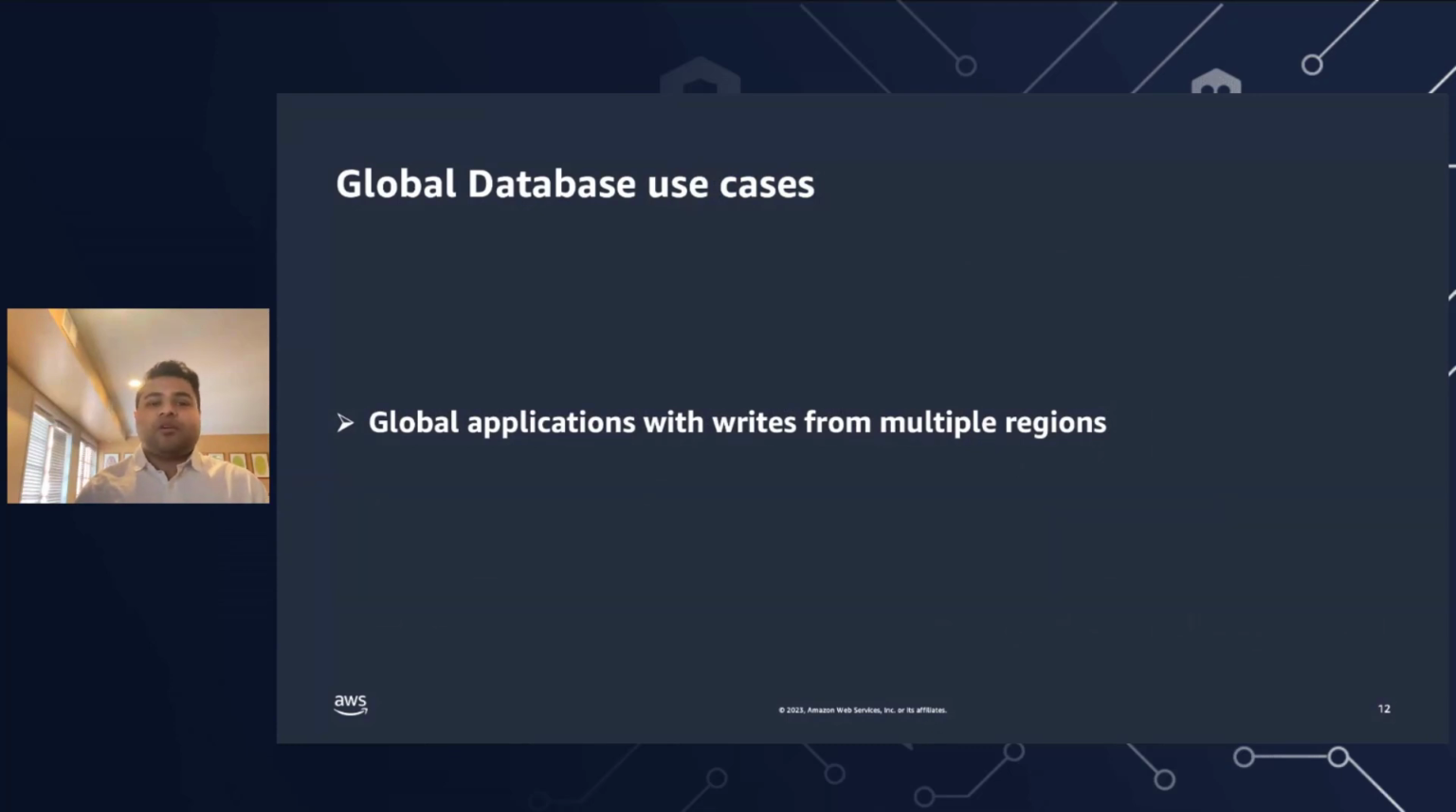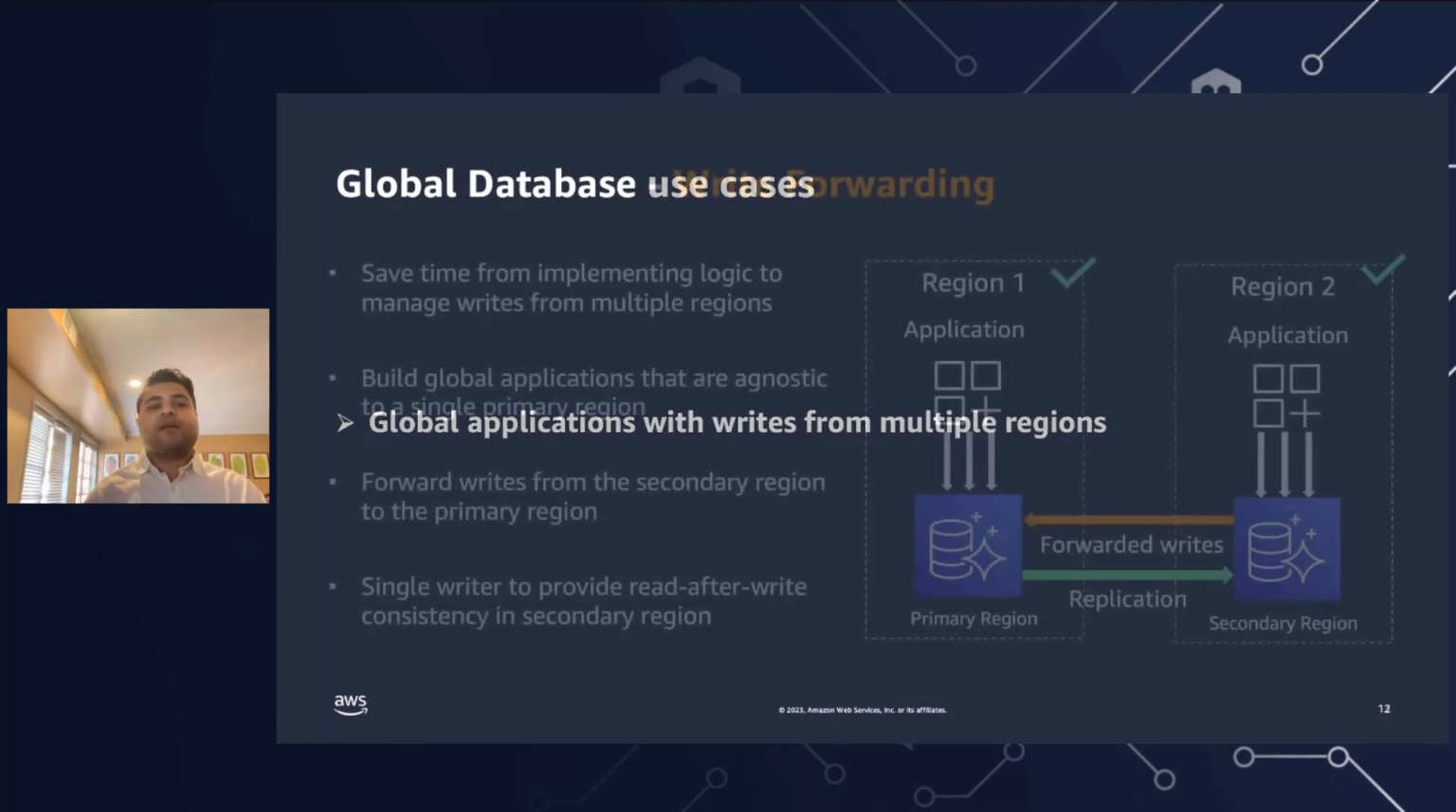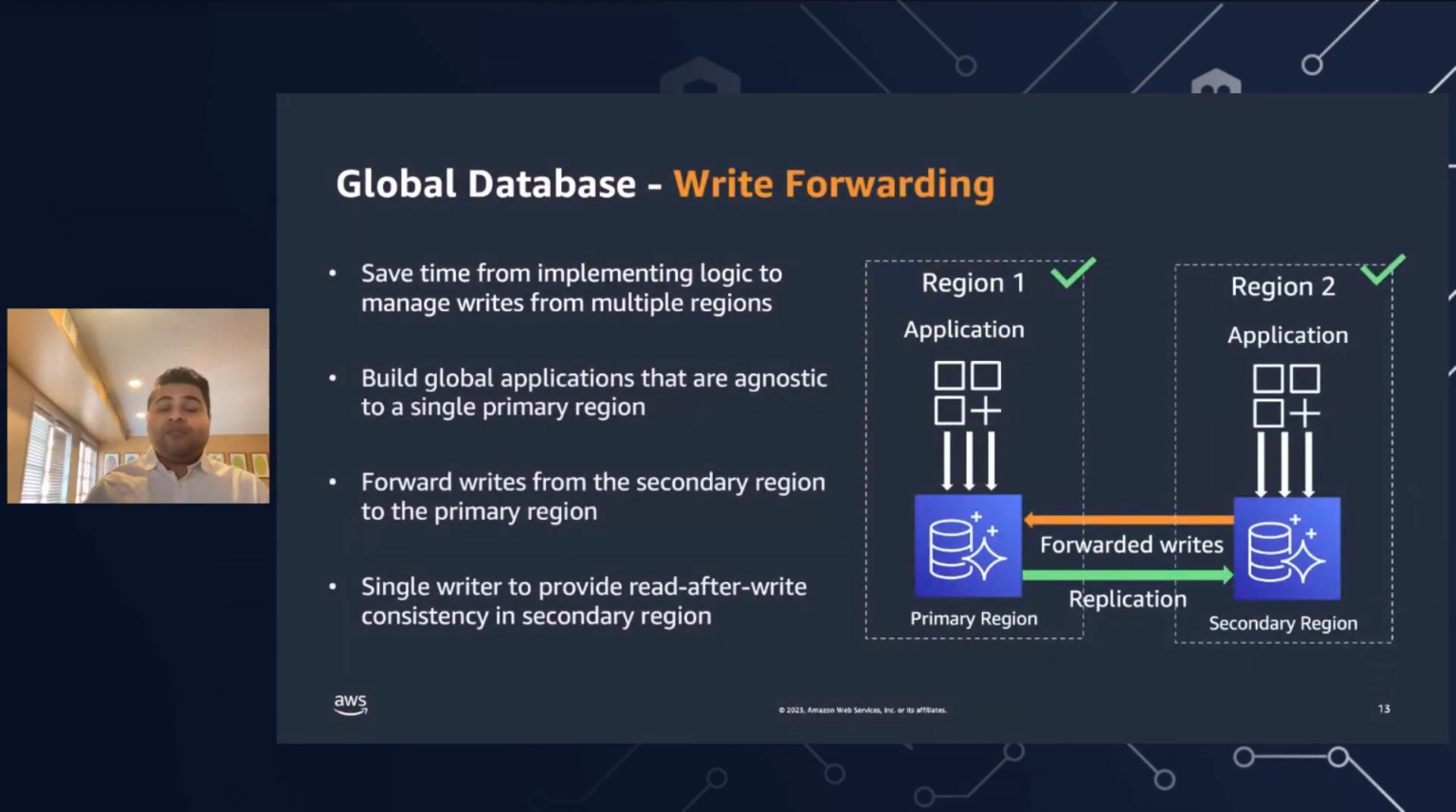And the last use case that I want to talk to you about is building global applications that also occasionally send writes from across regions. Using global database write forwarding, you can forward the writes from the same endpoint that you would use to connect for your reads in secondary regions. Write forwarding also offers 3 different types of consistency guarantees so that you can forward the reads and writes from a secondary region without worrying about read after write consistency issues. Using write forwarding, you can save on the headache of building your own complex logic to manage writes from across multiple regions.